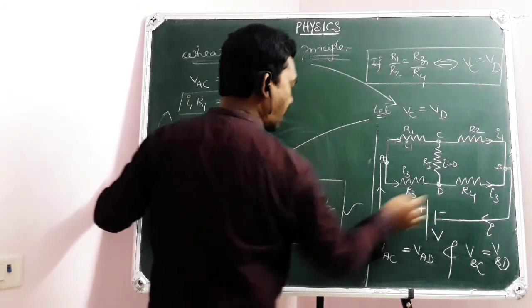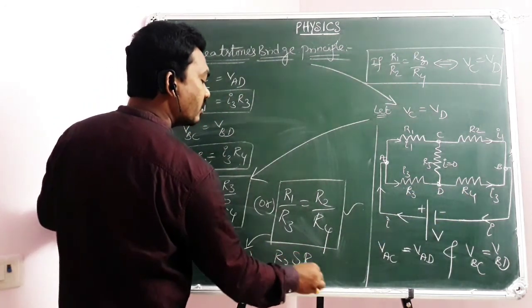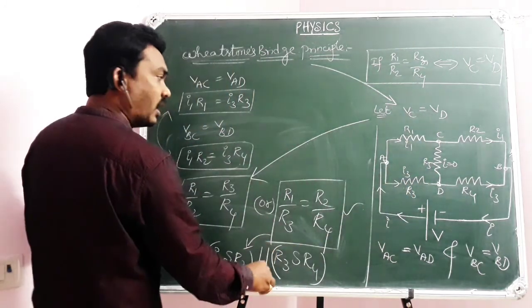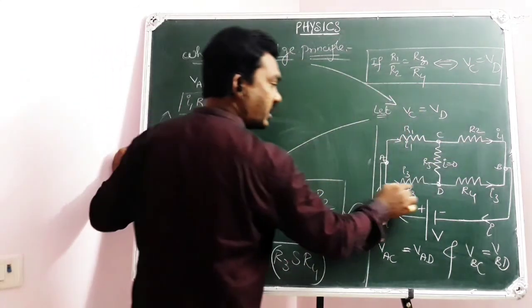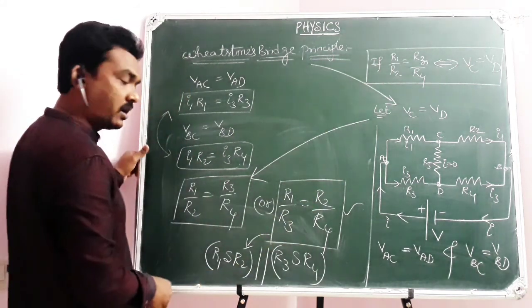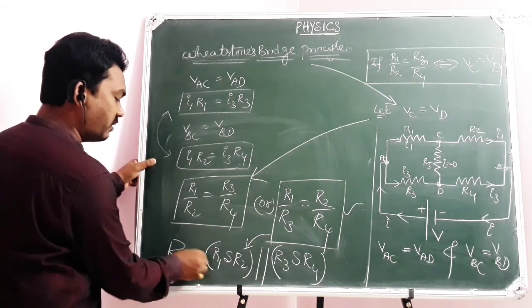Similarly, R3, R4 will be in series because the same current is traveling. But again, both of them will be in parallel. R1, R2 in series will give some equivalent resistance. R3, R4 in series will give some resistance. Again, both of them will be in parallel. Then if you simplify, you will get the equivalent resistance across AB.